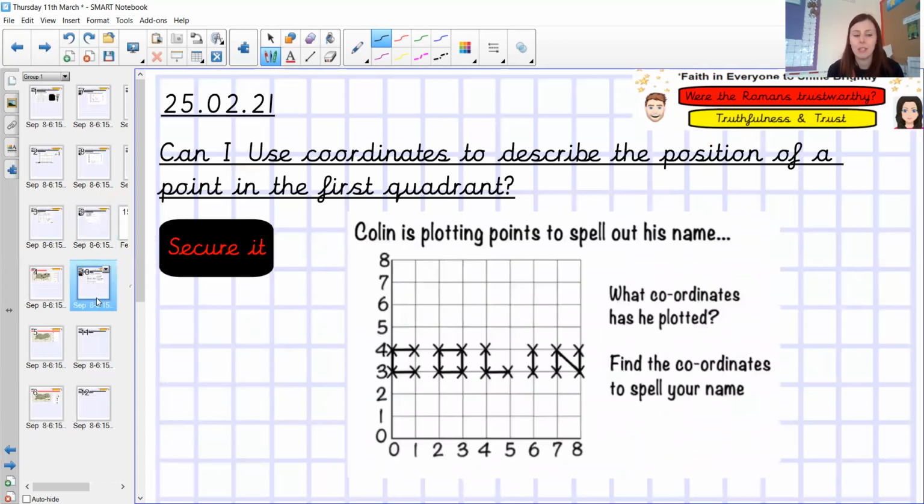And then our secure it today is a little bit of a fun activity. Colin is plotting points to spell out his name. What coordinates has Colin plotted? And can you find the coordinates to spell your name? Okay, this activity is probably going to depend on length, depending on how many letters there are in your name. I'm going to go through some of this today in our Zoom as well.